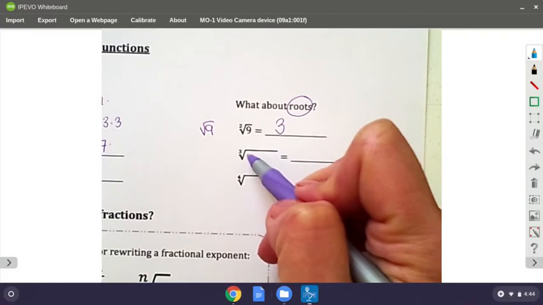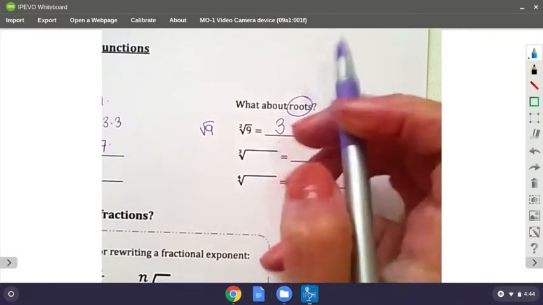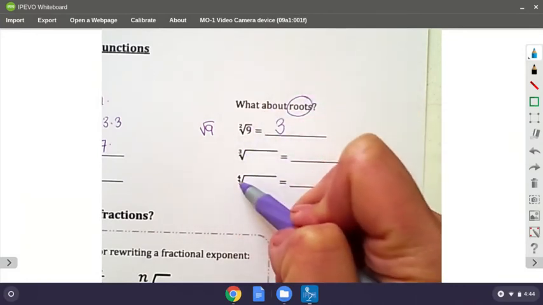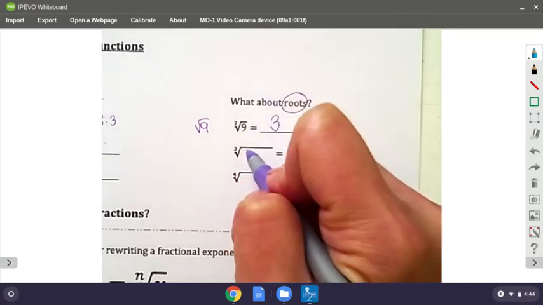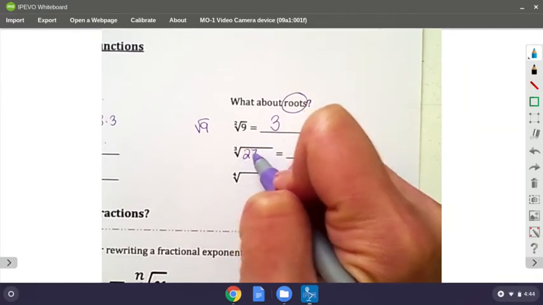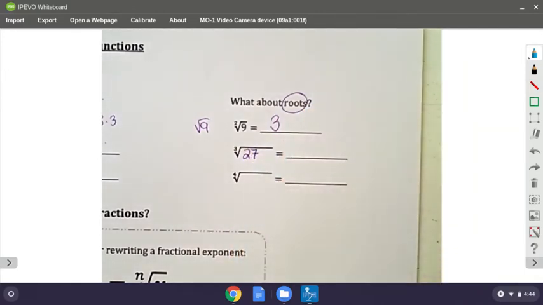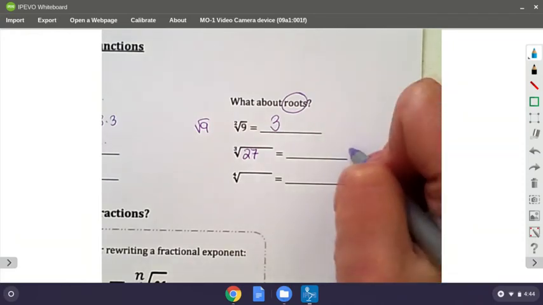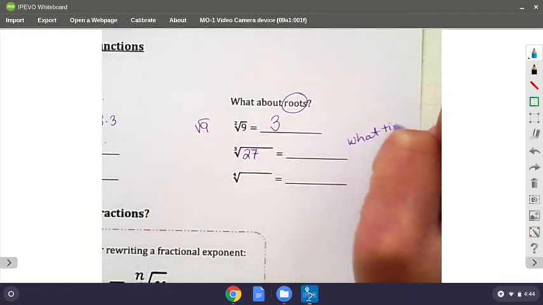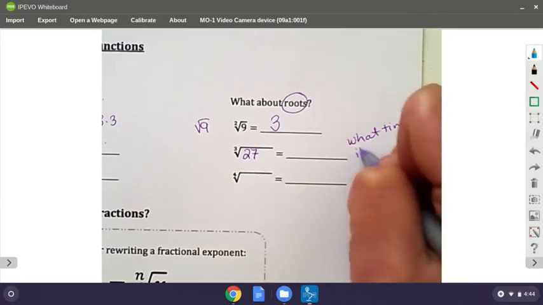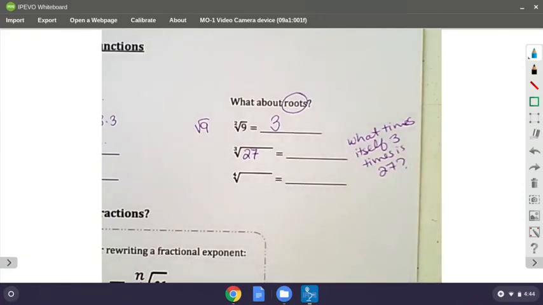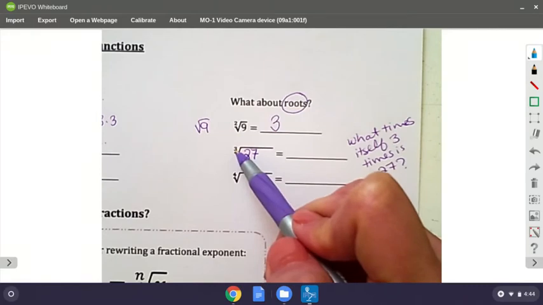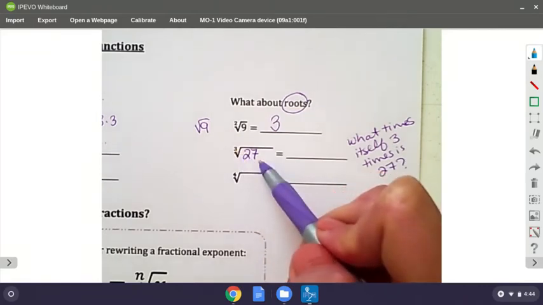Now, if we get into cubed roots or fourth roots or fifth roots or sixth roots, there's going to be a number there now. And that number is what root it is. So if this is a 3 here, and if I asked you the cubed root of 27, let's say, that means what times itself 3 times is 27. I'll just write that here for you. What times itself 3 times is 27. That's what a cubed root is. So whatever number is here, it's what times itself, however many times, is this number.